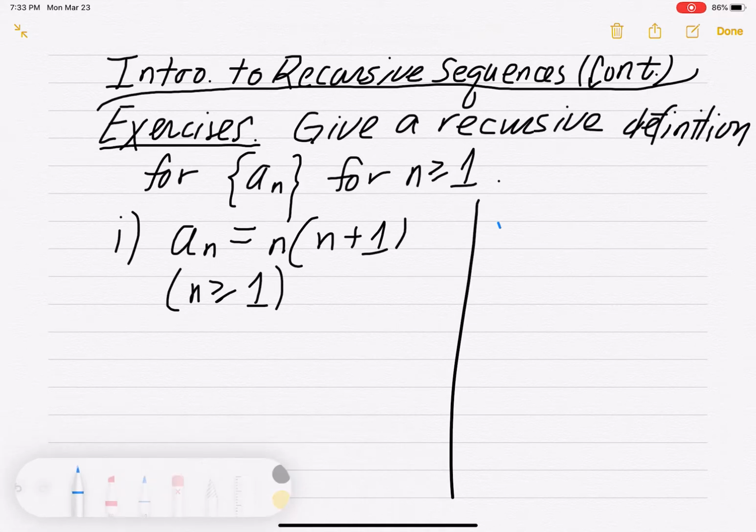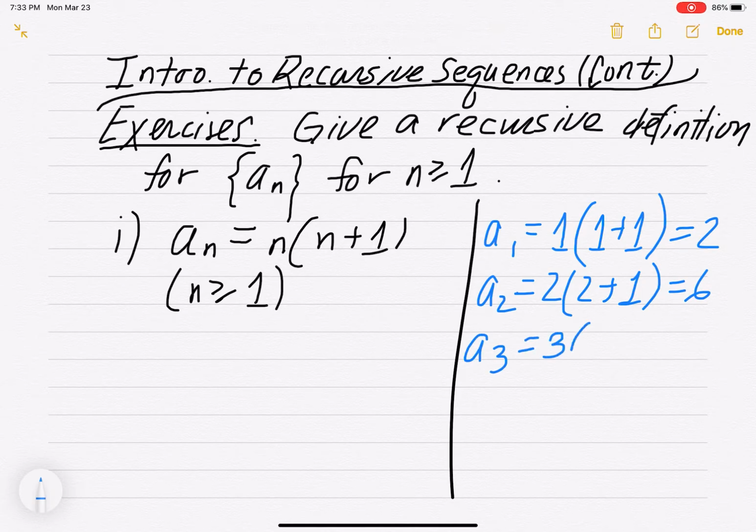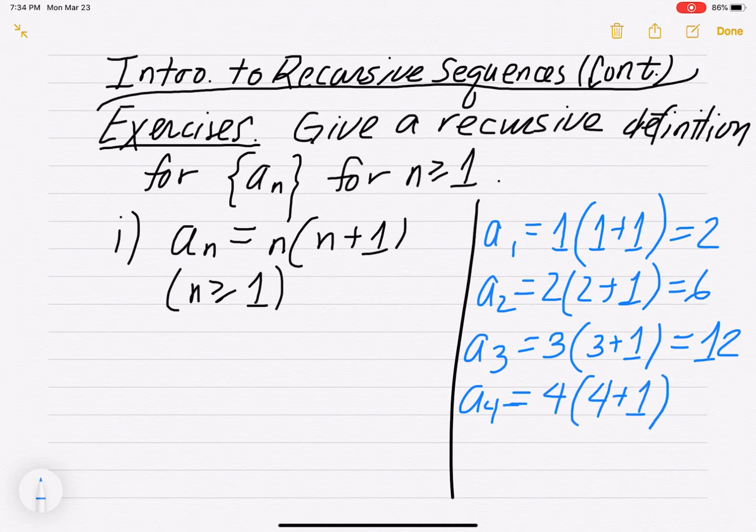Let's look at A1 first. A1 is going to be what? Plug in 1 for n. 1 times 1 plus 1 is 1 times 2, or 2. A sub 2. We want to plug in 2 for n. So we're going to have 2 times 2 plus 1. 2 times 3, 6. A sub 3, I'm going to have what? 3 plugged in for n. 3 times 3 plus 1. 3 times 4 is 12. And a sub 4. Here I'm going to plug in 4 for n. I'm going to have 4 times 4 plus 1. In other words, 4 times 5, which is 20.